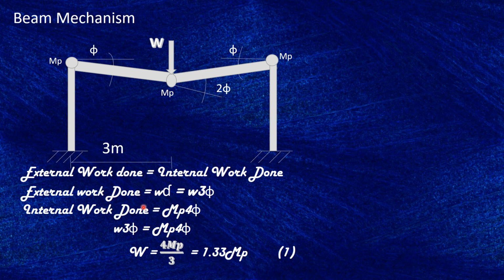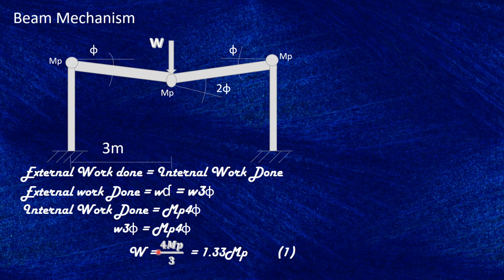If we equate that, so external work done is W times dV, which is W3 theta. Internal work done is MP4 theta. So W3 theta is equal to MP4 theta.